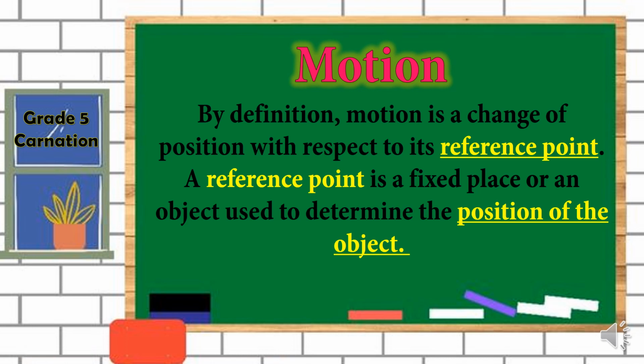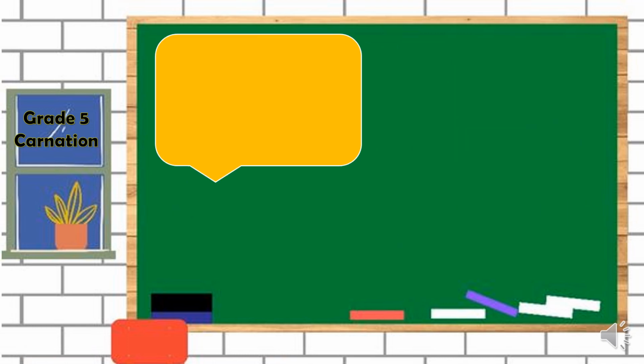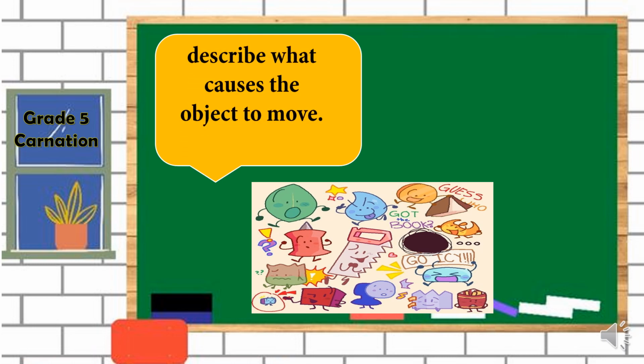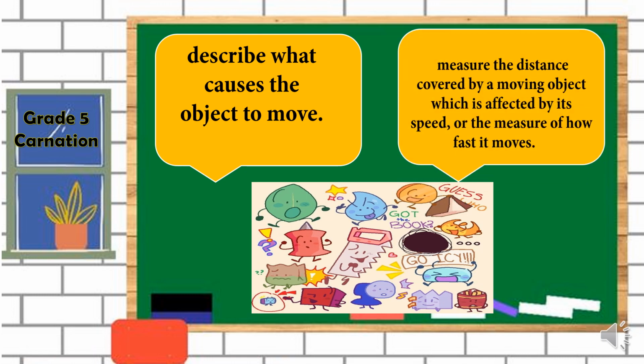Motion, by definition, is a change of position with respect to its reference point. A reference point is a fixed place or an object used to determine the position of the object. The activities that you are going to perform will clearly describe what causes an object to move and measure the distance covered by a moving object, which is affected by its speed, or the measure of how fast it moves.